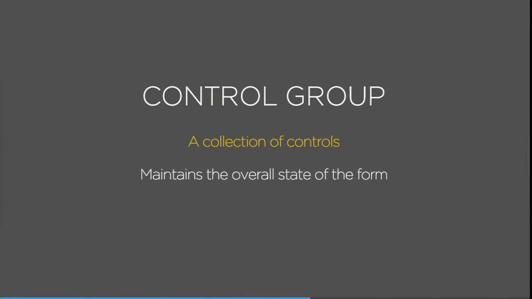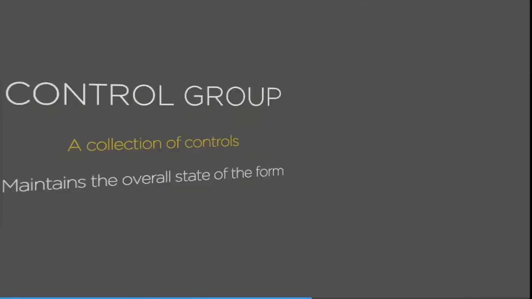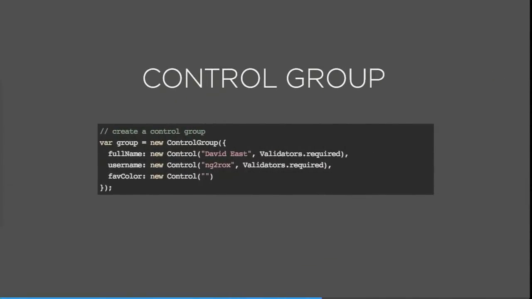Our controls are usually dependent on each other, and we want to know the overall state of the form. So we use a control group for that, which is a collection of controls. And the API for that is also pretty easy. In this case, we create a variable called group. We create a new ControlGroup, and then we give it an object literal, where the key of the object literal is the name of the control, in this case fullName, and the value is the actual control. So we say new Control, provide it my full name, and then I give it an optional validator. I can say Validators.required. And when we call .valid, that decides whether it is valid. We'll go into how we do validators in just a minute.